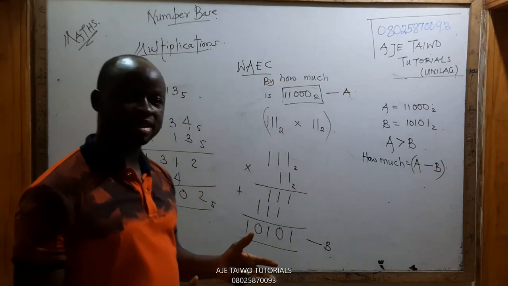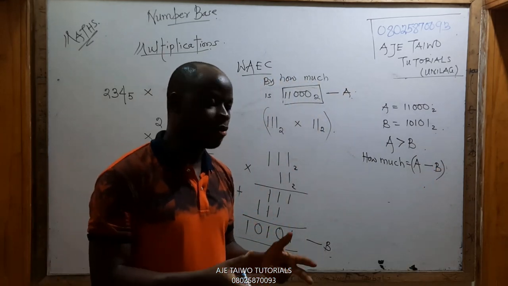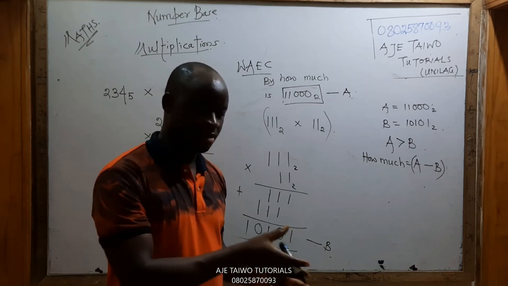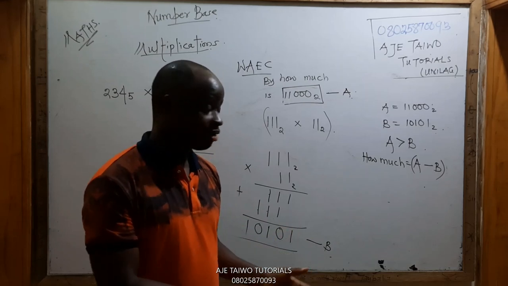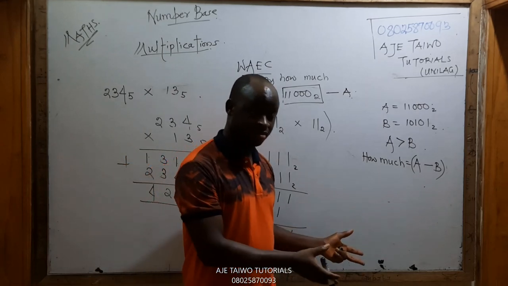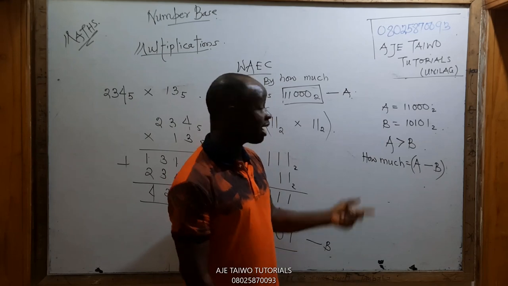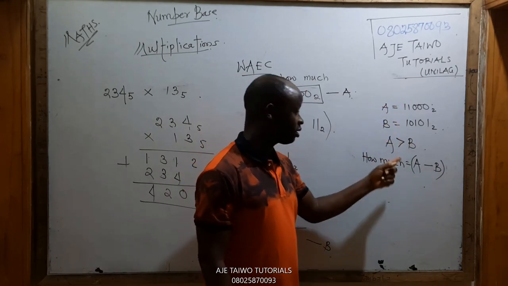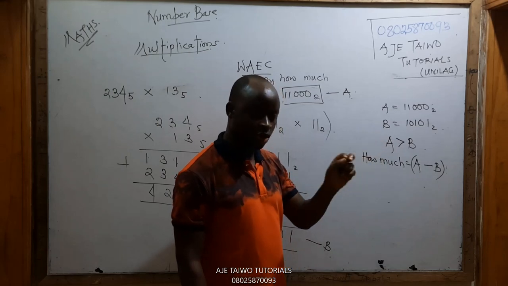By how much is 10 greater than 3? That'd be 10 minus 3, that's 7. By how much is 15 more than 12? That's 15 minus 12, that's 3. So by how much is this greater than this? This is greater than this. It's now confirmed as greater, not less.